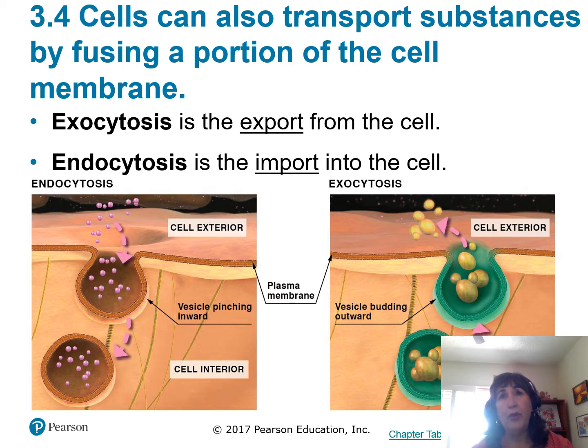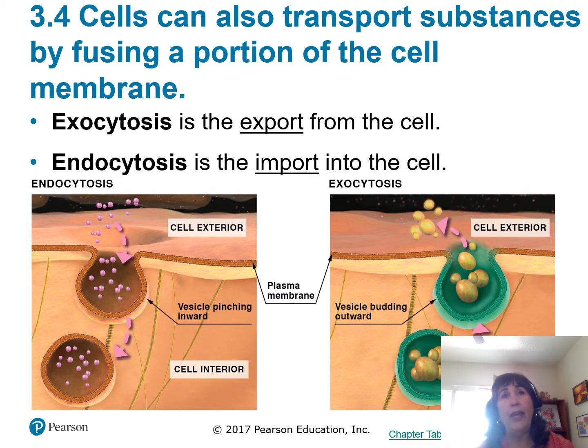Cells can also transport substances by fusing a portion of the cell membrane. So the cell membrane actually helps bring molecules into the cell. It can also help to take them outside of the cell. And it does this by forming these bubbles or vesicles. To me, a vesicle is just a fancy name for container. So it pinches off and it forms these little containers. And I see them as little shipping containers.